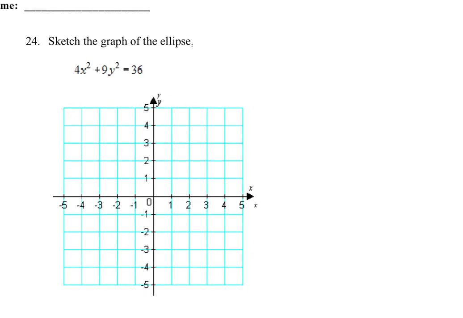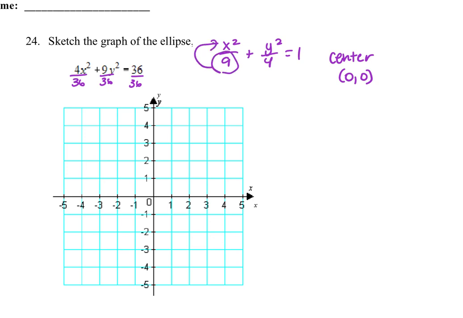24 is now an ellipse. The first thing we have to do is divide everything by 36 so that it's equal to 1. I get x squared over 9 plus y squared over 4 equals 1. So my center is at 0, 0. Because the larger term is under the x, it's horizontal. Larger is your a squared, so a is 3. Smaller is your b squared, so b is 2. So plot 0, 0, go right and left the 3, up and down the 2, and then make your oval shape.